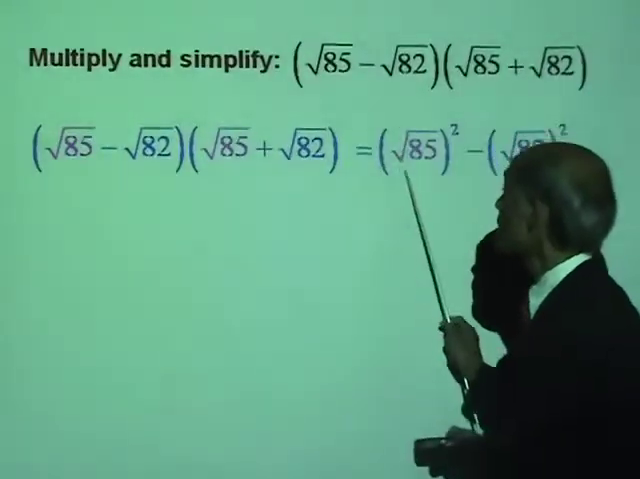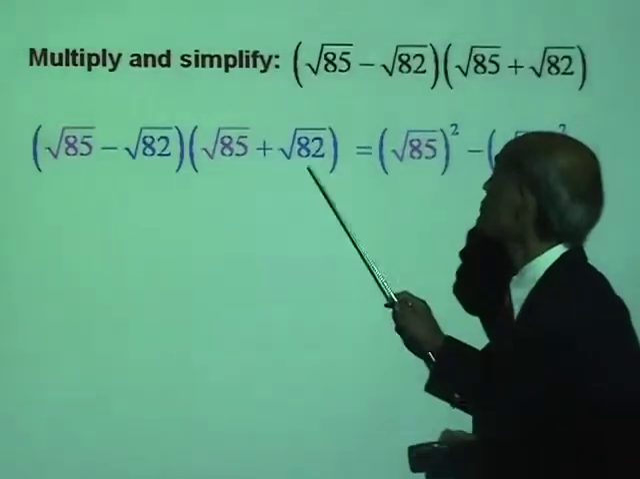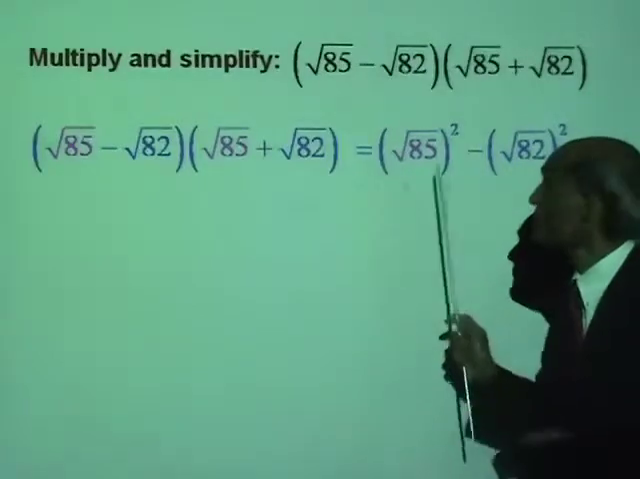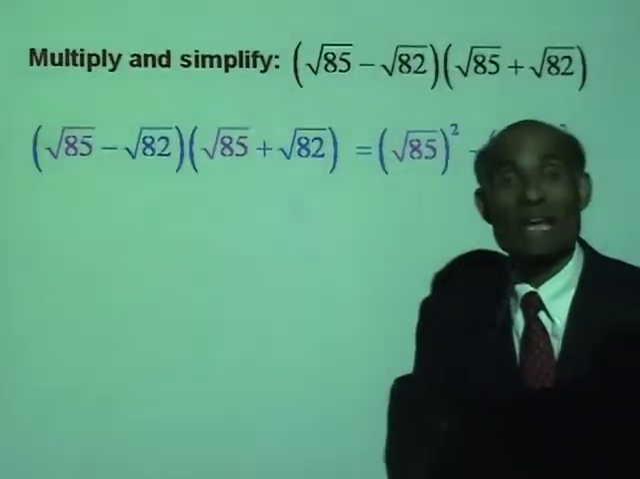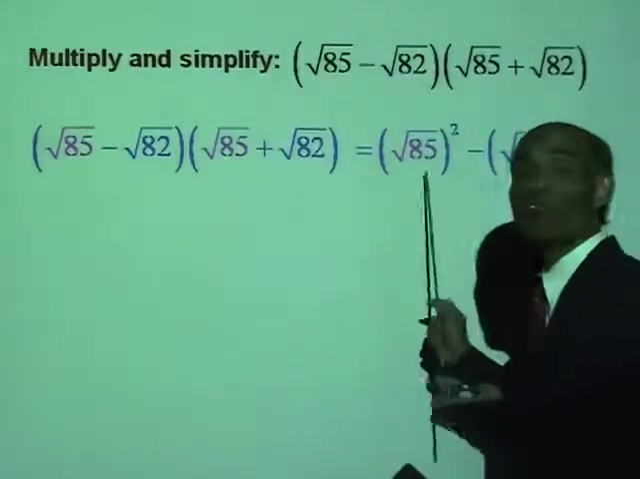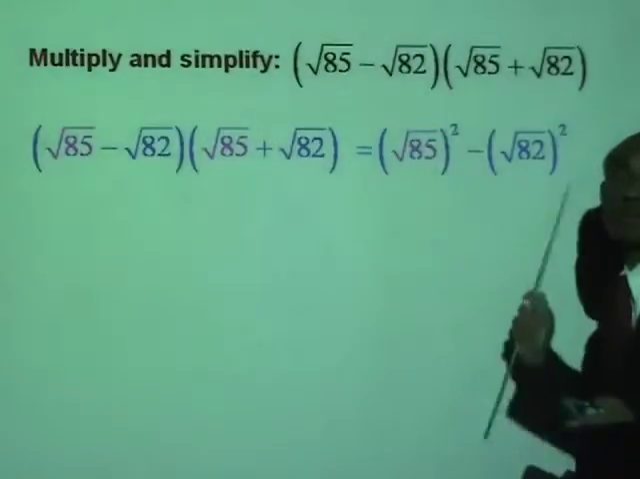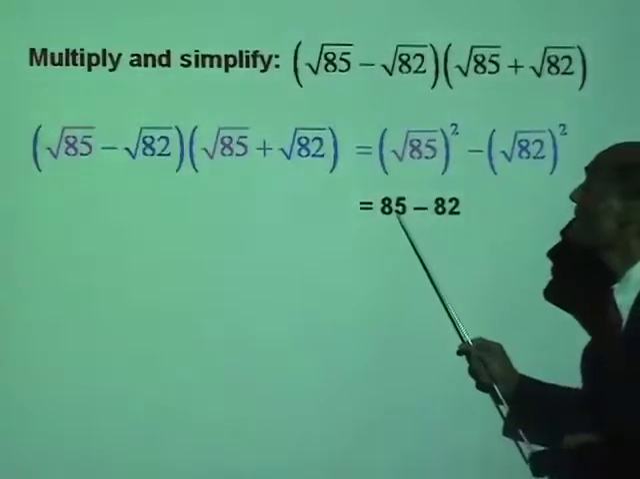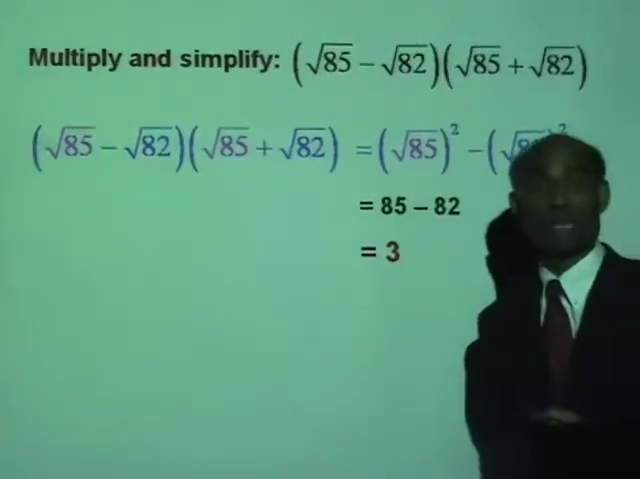This will be square root 85 squared minus square root 82 squared. What is square root 85 squared? Is square root 85 times square root 85, that will be 85. What is square root 82 squared? That will be 82. So that will be 85 minus 82, that is 3.